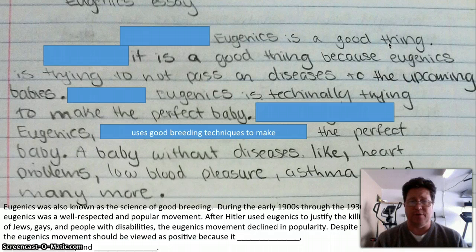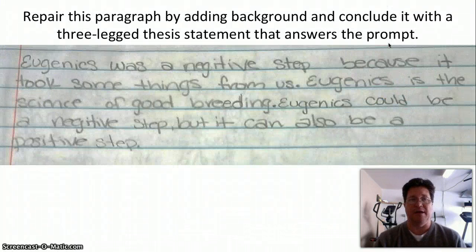So, now that you have seen 2 examples of effective writing about eugenics, what I want you to do for the next 10 minutes is to repair this paragraph. All you're going to do is add some background, and you're going to conclude the paragraph with a 3-legged thesis statement that makes a definitive answer of the prompt. Is it positive or negative? It cannot be both. So pick one side, argue it. I look forward to reading it.